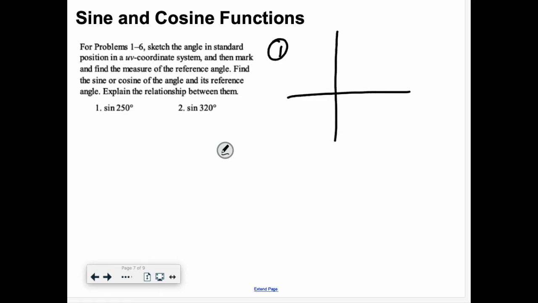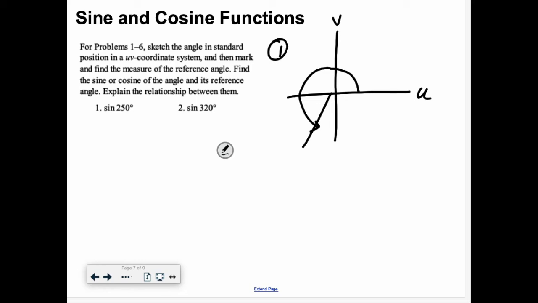Well, I need my UV coordinate system. So I need the angle in standard position. Cool. So that's going to be 90. That's going to be 180. That's going to be about 250. This is my angle. Now, I need to find the measure of the reference angle.